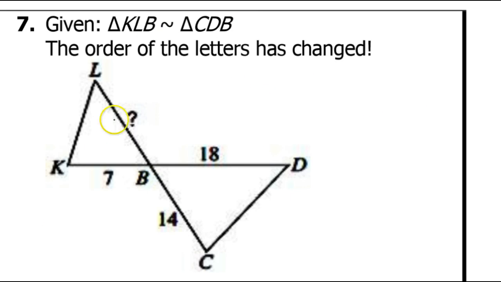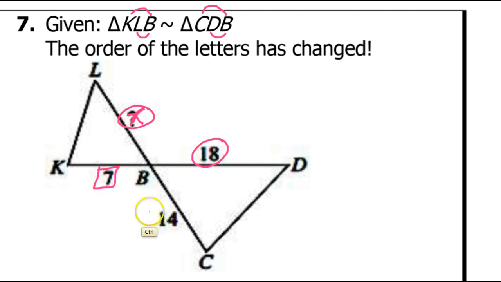Let's do the same thing for number 7. Again, if you don't mind, I'm going to call this X instead of question mark. Okay, so let's see. That X, that's LB. So here's LB, so that's going to correspond with DB. So here's LB and here's DB. And then I've got KB. So here's KB. KB corresponds to CB.